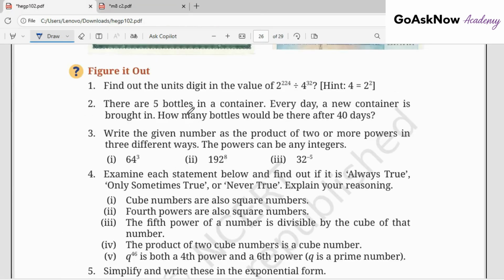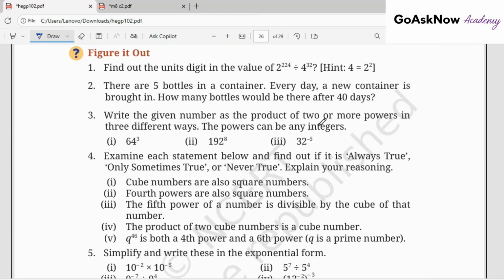Next, there are 5 bottles in the container. Every day a new container is brought in. How many bottles would there be after 40 days?